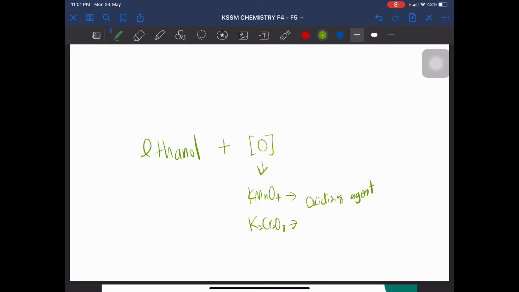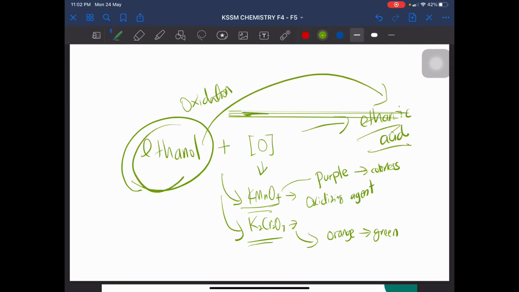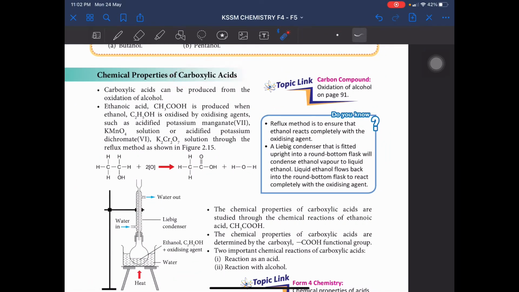And I hope you still remember, if KMNO4, the color changes that you should be able to see is from purple to colorless. And if you use K2Cr2O7, you should be able to see a color changes from orange to green. So in the pengoksidaan alcohol, if you choose any of these, you can get ethanoic acid at the end of the experiment. Ethanol will become ethanoic acid. Propanol will become propanoic acid. Butanol become butanoic acid. So that is how they produce carboxylic acid. It is from the oxidation of alcohol. So ethanoic acid.